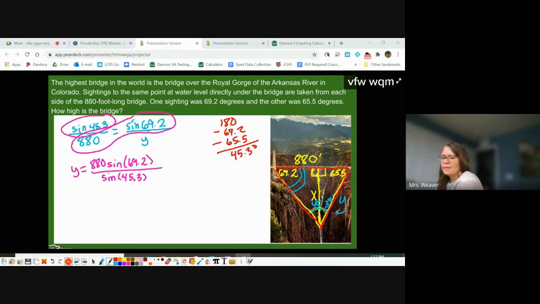See, and this is like the math I love. I'm like, let's start problem solving. Let's start figuring stuff out. Okay, it's super fun. Okay, all right, let's put that in our calculator and see what we get. 880 sine 69.2 divided by sine 45.3. Alice Pham already has it. She's a superstar over there.